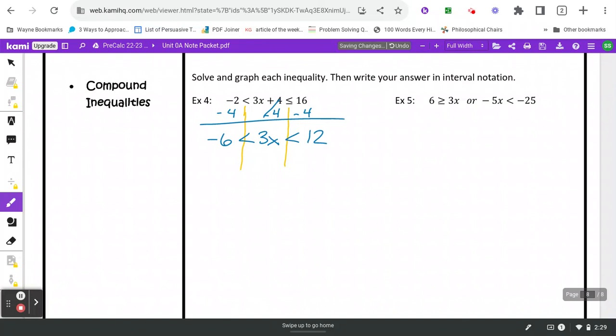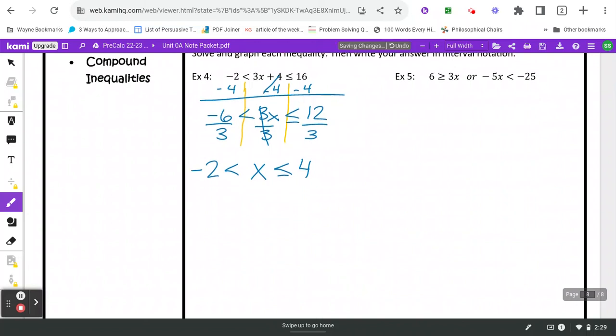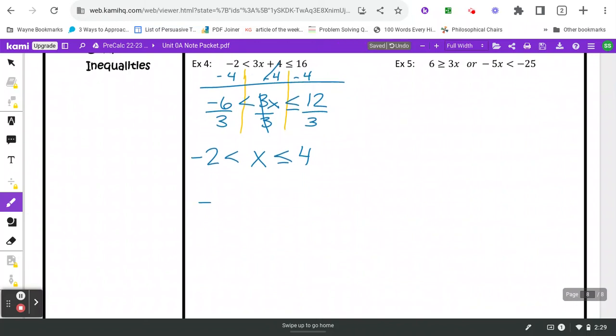Then again, go back to the middle, divide by the 3, divide by 3, divide by 3 everywhere. I didn't divide by a negative number, I divided by positive 3, so I'm just going to leave everything the same direction. And bring down negative 2, divide it out, and divide that out. When we do a graph of this one, we're going to have the negative 2 here and the 4 there.